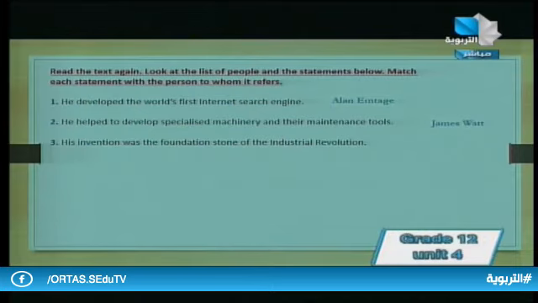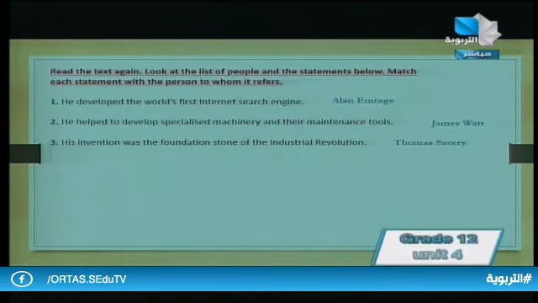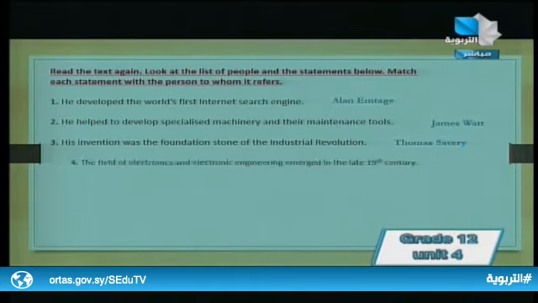The first step, the basis, the base, or the first step in that field. His invention was the foundation stone in the Industrial Revolution. And this is talking about Thomas Savery. Number 4, the field of electronics and electronic engineering emerged in the late 19th century.